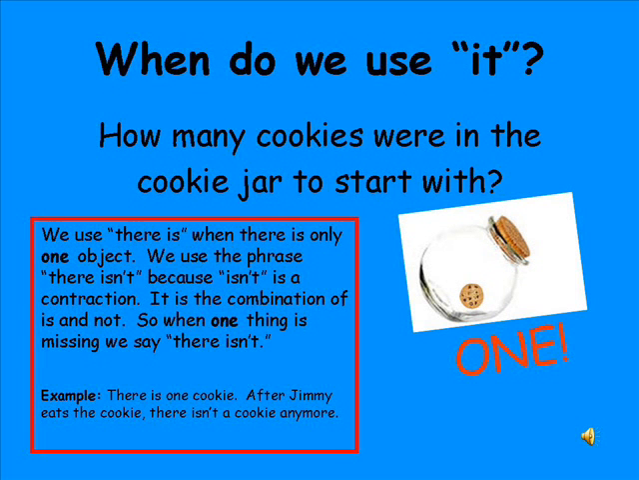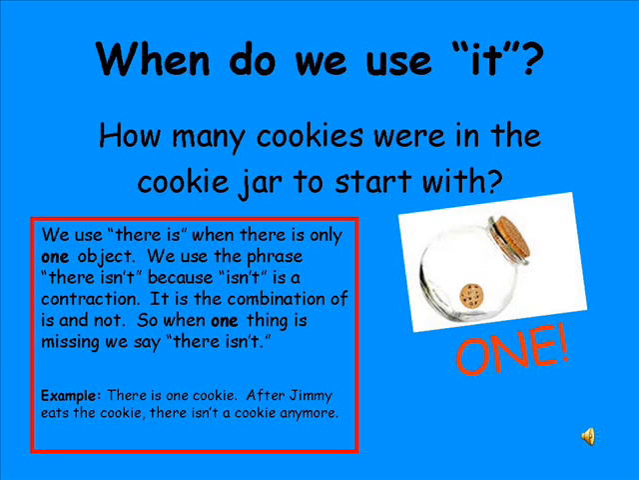Okay, so the question is, when do we use is? Well, think back to the story about Jimmy. How many cookies were in the cookie jar to start with? There was only one. So we only use is when there is one object. So for example, there is one cookie, so we use is.